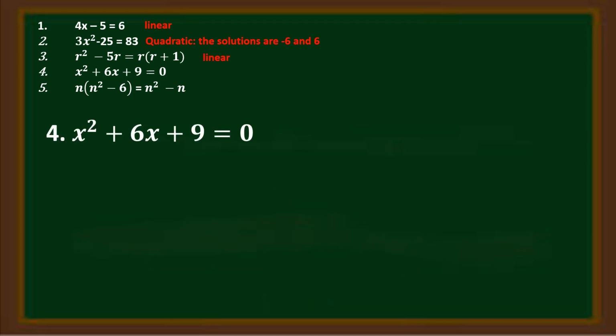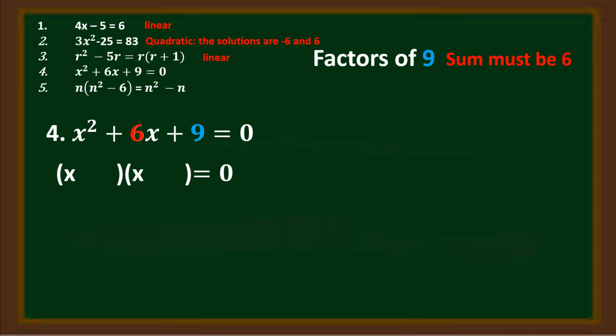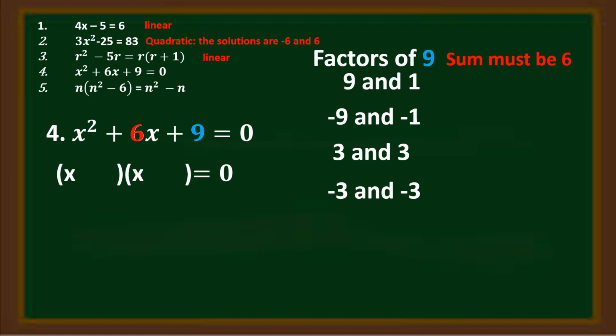For the next equation, x squared plus 6x plus 9 equals 0, grouping symbols are not present, and the degree is 2. Therefore, this equation is quadratic. Now, to find the solutions, we have to look for factors of 9 whose sum is 6. The factors of 9 are 9 and 1, negative 9 and negative 1, positive 3 and itself, negative 3 and itself. We have to get the sum of each pair.